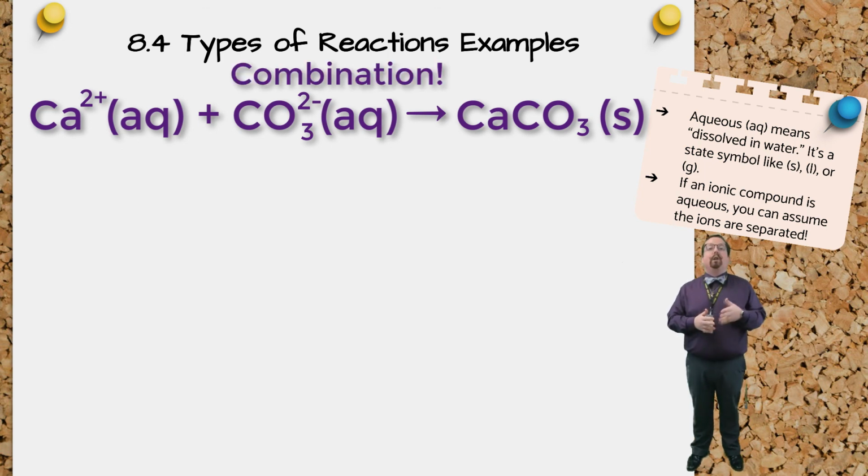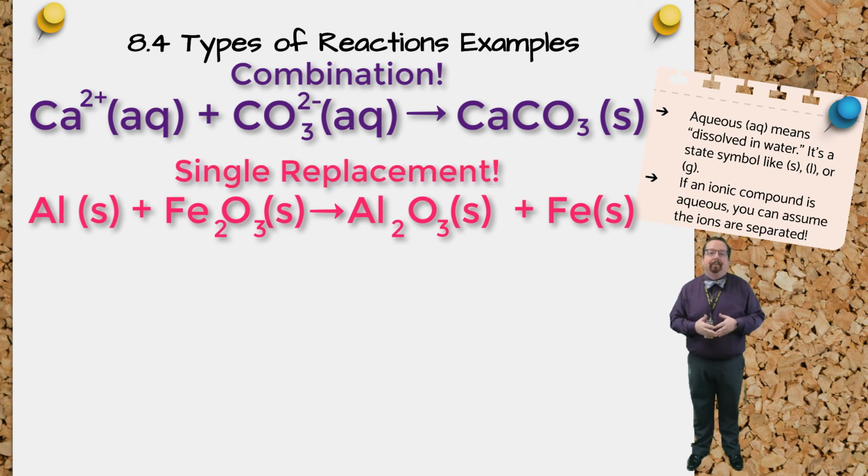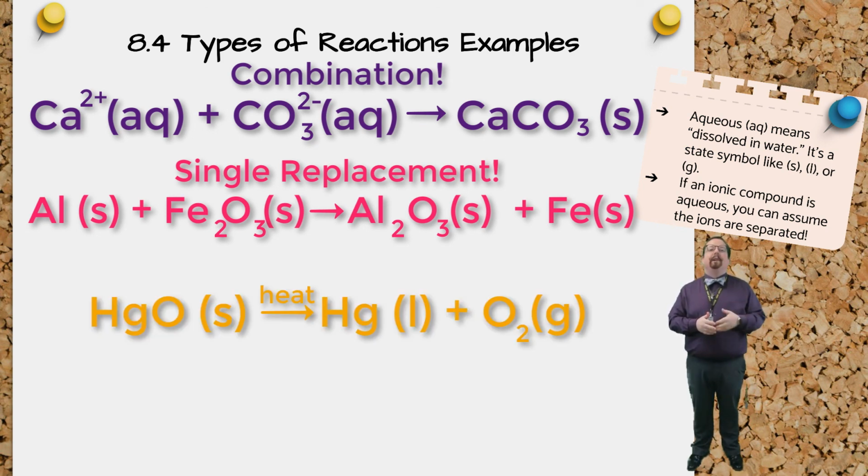What about the reaction of aluminum powder and rust, or iron(III) oxide? This is called the thermite reaction. We start with elemental aluminum and a compound and end up with a different compound and the elemental iron. That's a single replacement reaction. The ball being passed between aluminum and iron in this case is the oxygens. Next up, let's try the heating of mercury(II) oxide to produce liquid mercury and oxygen gas. This is one substance splitting up into two simpler substances, so it's a decomposition reaction.